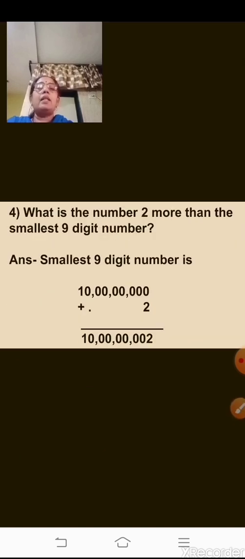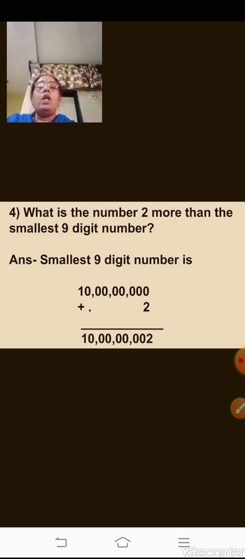What is the number 2 more than the smallest 9-digit number? Now what is this number 2 more than? 2 more. More means you'll always add. Now what is the smallest 9-digit number? Your smallest 9-digit number is 10 crore.